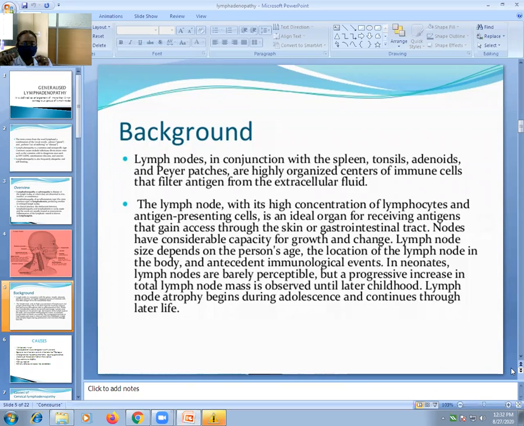Lymph node atrophy begins during adolescence and continues through later life. So, about the lymph node, it is a part of the immune system, a part of the reticuloendothelial system. It is a highly organized center for immune cells, with a high concentration of lymphocytes and antigen presenting cells. Its main function is to remove any unidentified or foreign antigen from your blood. That is the function of the lymph node.